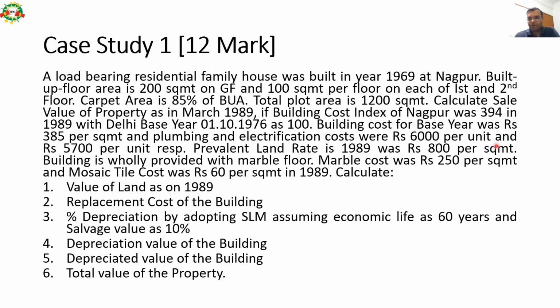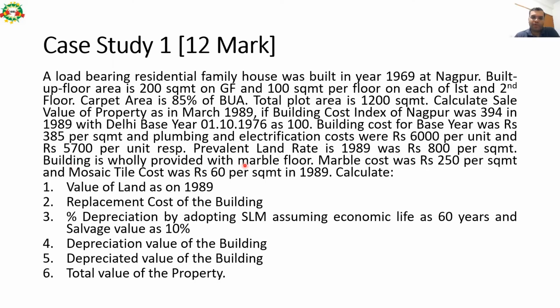So building cost for the base year was rupees 385 per square meter, and plumbing and electrification cost were 6,000 rupees per unit and 5,700 rupees per unit respectively. So plumbing cost was 6,000 rupees per unit and electrification cost was 5,700 rupees per unit. Prevalent land rate in 1989 was rupees 800 per square meter. Land rate has been given.